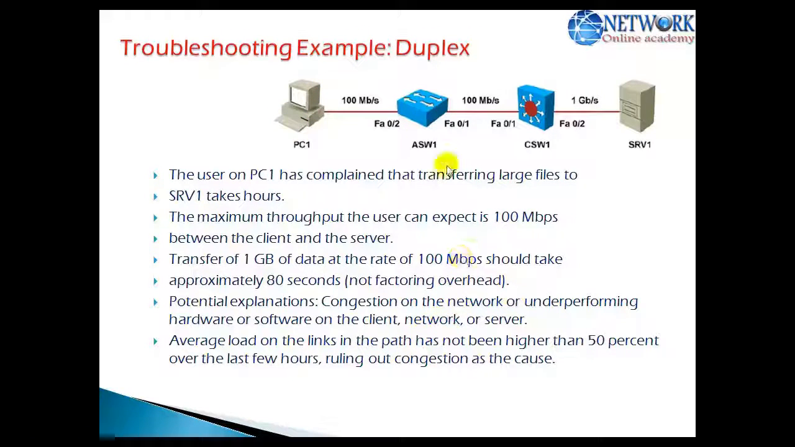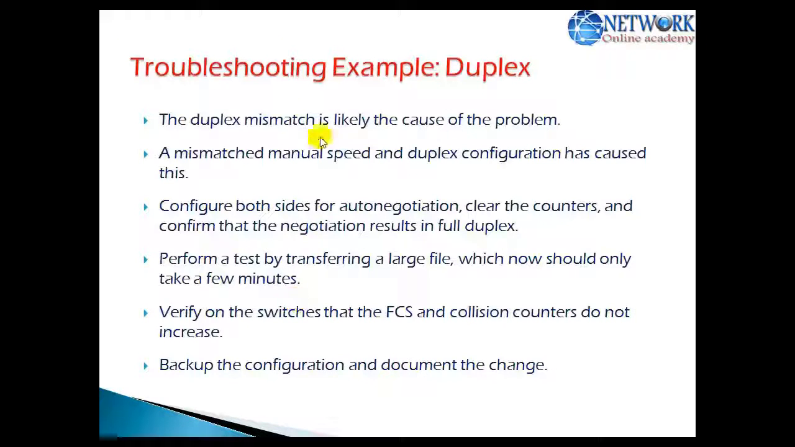Whenever you come across this type of scenario, where you can send 100 Mbps and you are transferring 1 GB of data, it should not take more than 80 seconds, but it's taking a huge amount of time. Typically the problem will be a duplex mismatch. If you have a mismatch of duplex, then this is the most likely reason for this type of issue. A mismatch of the speed and duplex configurations will definitely affect your communication. They will communicate, but it will affect the throughput.